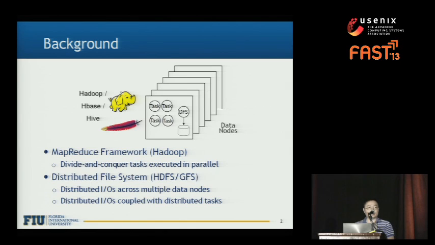And in the backend, where large amounts of data need to be stored is the distributed file system, for example, HDFS for Hadoop or GFS for MapReduce from Google. The specialty about a distributed file system is that it distributes I/O across many, many data nodes for replication and also parallel execution. Another point is that these distributed I/Os are highly coupled with the distributed tasks, such that the distributed tasks finally end up running on the same node where the data is located.